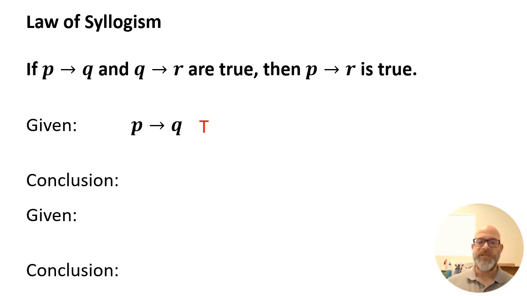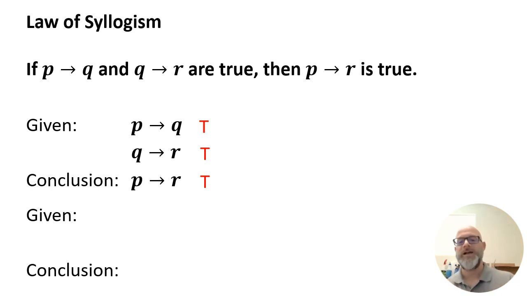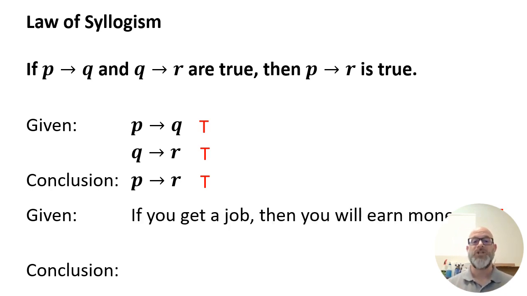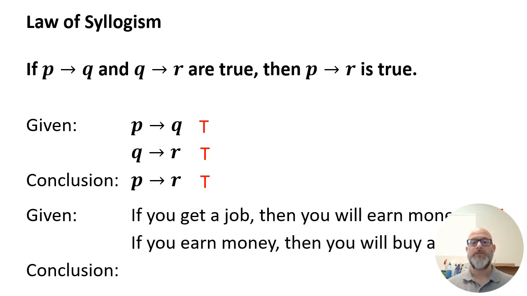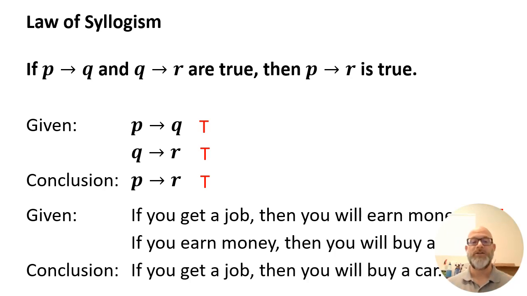Law of syllogism. If P then Q, and if Q then R are true, then if P then R is true. Right? P implies Q, Q implies R, therefore P implies R. Makes sense. That's the law of syllogism. An example would be if you get a job, then you will earn money. Assume that's true. If you earn money, then you'll buy a car. Assume that's true. Therefore, necessarily, if you get a job, then you will buy a car. That'll be true.